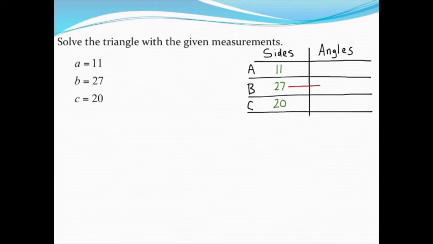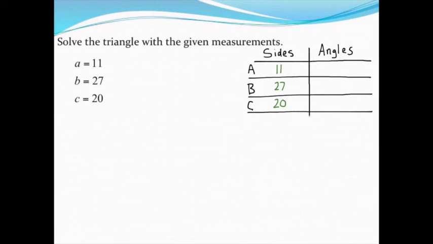I'm going to know that angle B is the biggest angle because side B is the biggest side. Always find the biggest angle first because an inverse cosine is the only way to find a possible obtuse angle that might be lurking in your problem. So we're going to find angle B first.